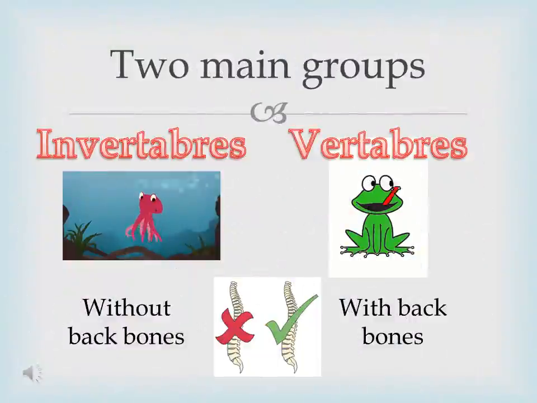Through the analysis of these characteristics, we can find two main groups. The first is called invertebrates, and it's called in this way because they don't have any backbone. And the other group is the group of vertebrate animals, and the difference from the first one is that they have a backbone.